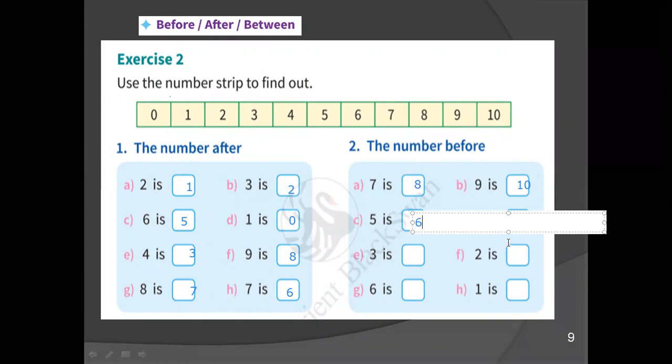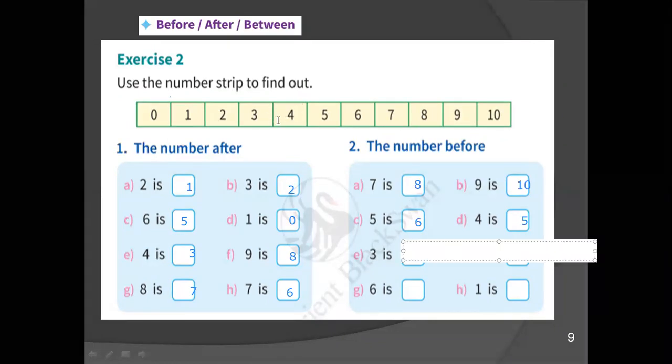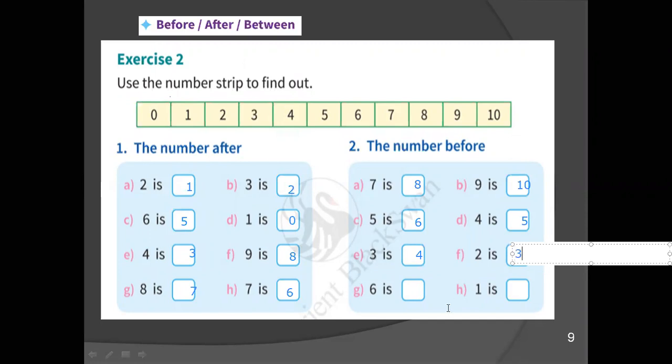5 is before 6. Then 4 is before 5. 3 is before 4. So write 3 is before 4. 3 is in front of 4. Yeah. Next. 2 is before what? 3. 2 is before 3. Write 3 here. Okay. Next.